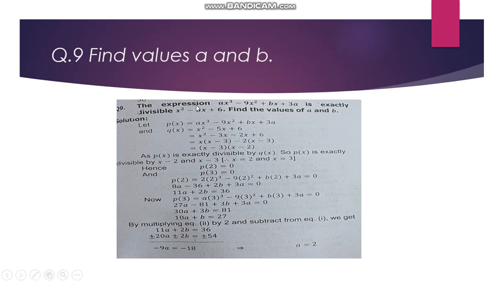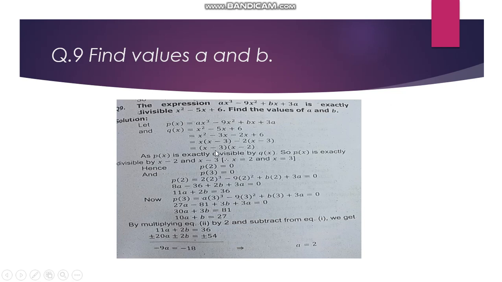Question number 9: the expression ax cube minus 9x square plus bx plus 3a is exactly divisible by x square minus 5x plus 6. Find the values of a and b. So here he has said that this x square minus 5x plus 6 is a factor of this. So this is the quotient x square minus 5x plus 6, and this is as usual the polynomial. So here I will factorize this x square minus 5x plus 6 by the middle term break technique. X square minus 5x will be broken into minus 3x minus 2x plus 6. Here I will get the factors, taking x minus 3 common, I will get x minus 3 and x minus 2.